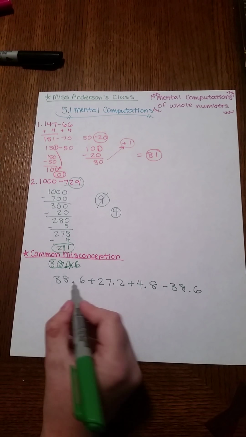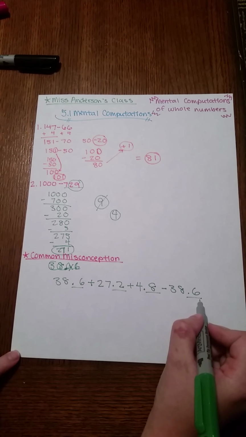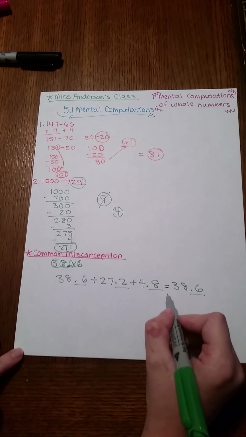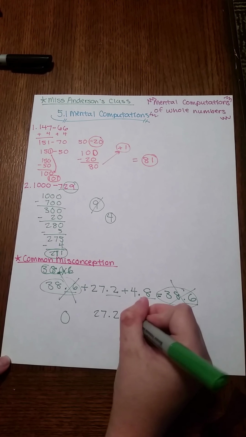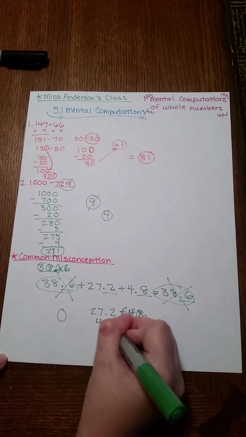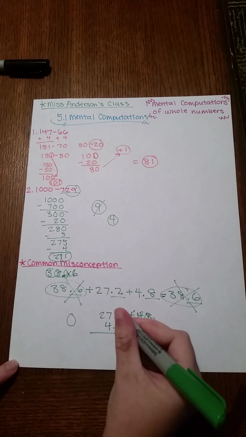We have 38.6 here, and we have another 38.6 down here with a negative in front of it. We're going to take these two and they're going to cancel each other out, leaving us with 0. And then we have 27.2 plus 4.8. Let's add these up right here to make it a little easier. We're just going to leave this row alone for a second.